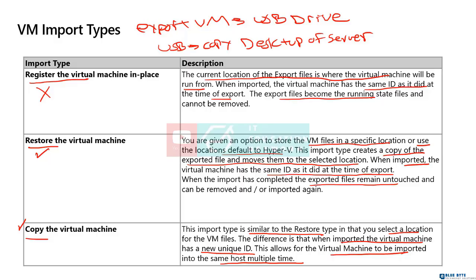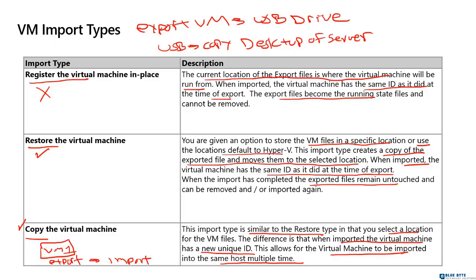Now, one advantage of doing that. Let's say you have a VM in your environment. I'm going to call it VM1. It's in your production environment. You want this exact VM so you can test a bunch of software on it. One thing you can do is export it. Once I export it, you can then import it back into the same exact host.